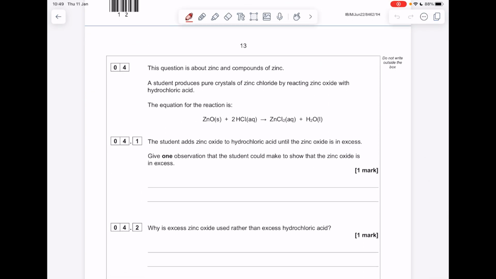This question is about zinc and compounds of zinc. A student produces pure crystals of zinc chloride by reacting zinc oxide with hydrochloric acid. Here's the equation. The student adds zinc oxide to HCl until the zinc oxide is in excess. Give one observation that the student can make to show that the zinc oxide is in excess. Notice it's a solid, so you should have unreacted solid left in your beaker if it's in excess.